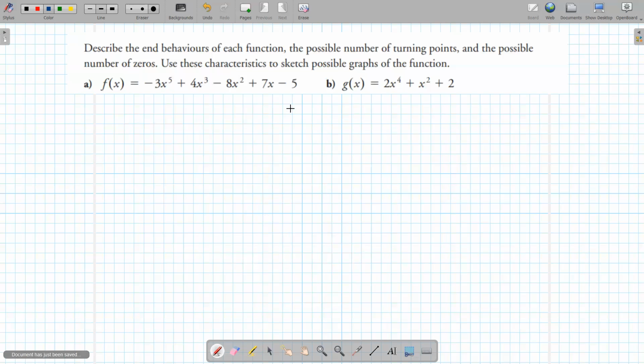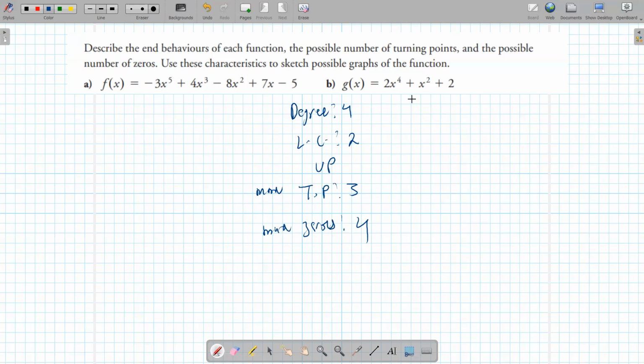Let's do B. What's the degree? 4. What's the leading coefficient? 2. Opening up or down? Up, right? What is the maximum number of turning points? It's always n minus 1, okay? 3 turning points max. Minimum would be 1. What's the next thing? Zeros. What's the maximum number of zeros here? 4, exactly.